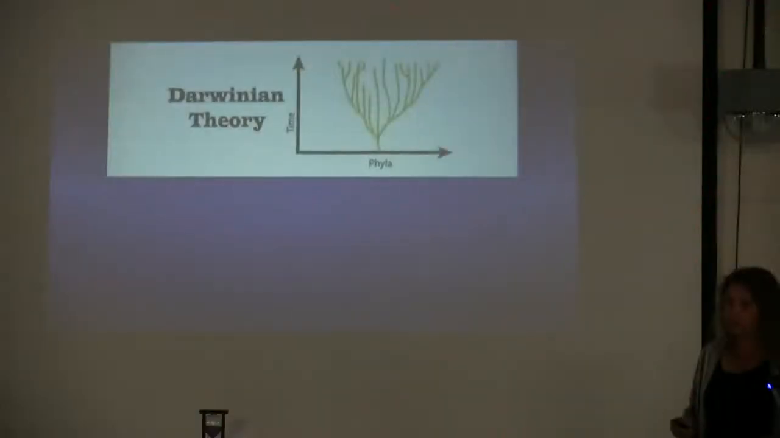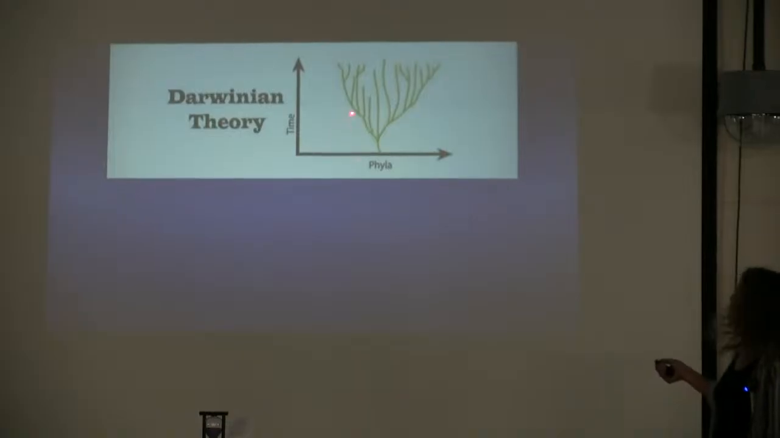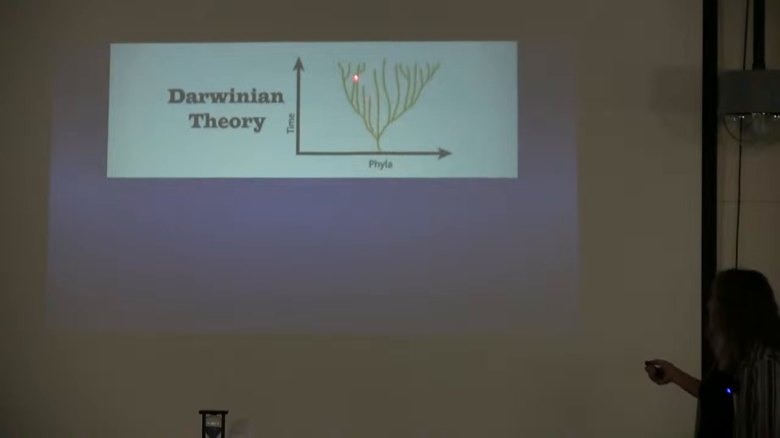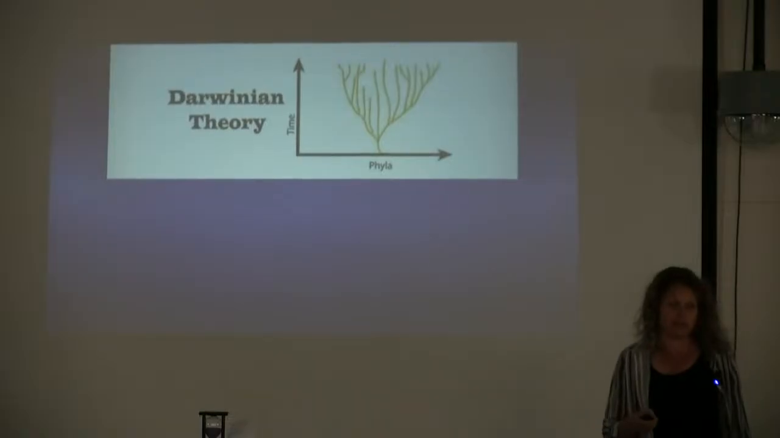So the Darwinian theory, evolution, millions of years: here's time, and then phyla, these are just all the groups of animals. Everything starts at a tiny little point. One single-celled organism somehow created itself. We'll talk about that next week. And it became everything. All plants, all animals, every single thing. That one little cell became all of that. That is what the Darwinian theory says.